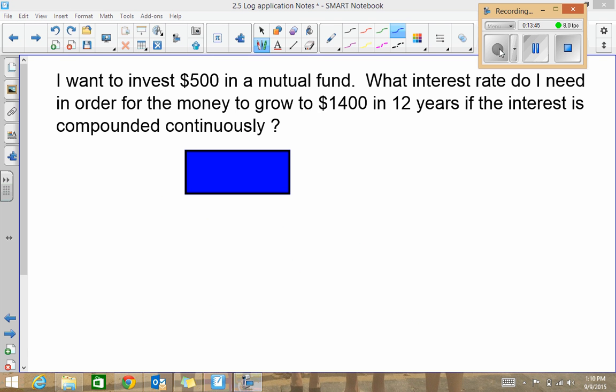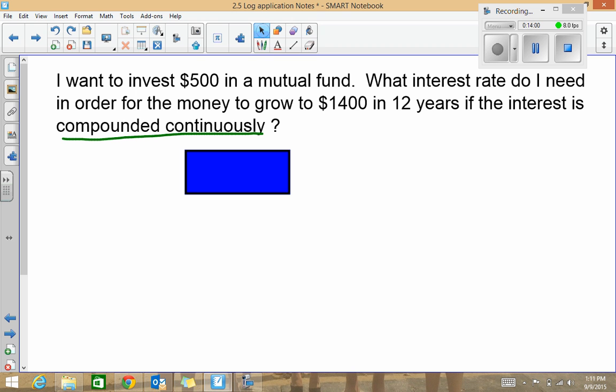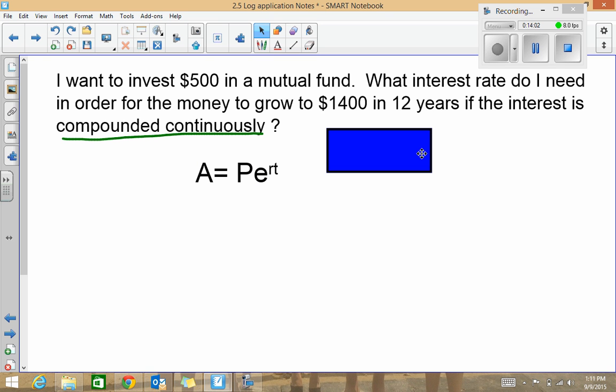Okay. Next example. I want to invest $500 in a mutual fund. What interest rate do I need in order for the money to grow to $1,400 in 12 years if the interest is compounded continuously? So again, remember, when we see that compounded continuously, this is the formula we want to use. So if we plug in what we know, we want to invest $500, so that's our principal amount.